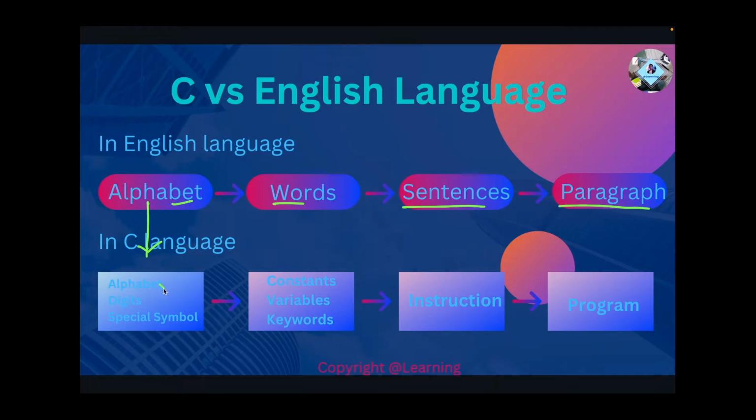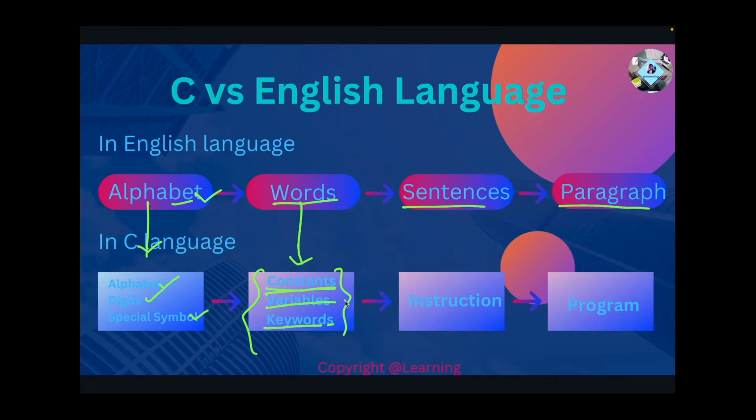Alphabets are in both English language and C language, but there are some extra digits and some special symbols. Like in English there are some words, right? Similar to words, there are some constants which consist of alphabets or digits or symbols, right? There are some variables which also consist of some alphabet, digit and symbol, and there are some keywords also. So what are all these? Don't be confused, I will explain everything in the upcoming videos one by one. So first of all, alphabet, digit and special symbols make constants, variables and keywords, right?